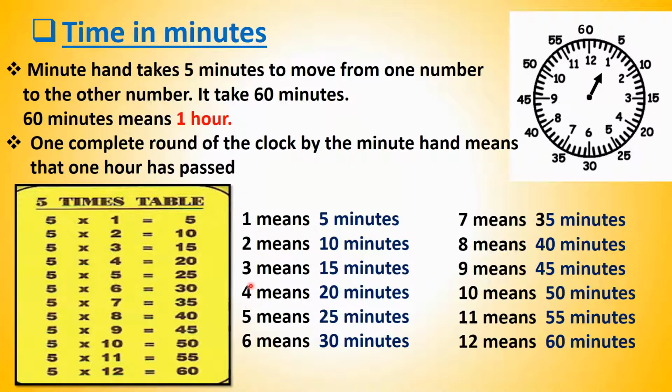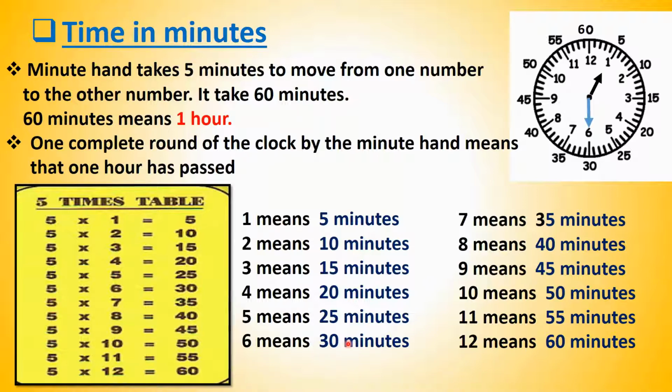5 ones are 5, so 1 means 5 minutes. 5 twos are 10, so 2 means 10 minutes. 5 threes are 15, so 3 means 15 minutes. 5 fours are 20, so 4 means 20 minutes. Next, 5 fives are 25, so 5 means 25 minutes. 5 sixes are 30, 6 means 30 minutes.